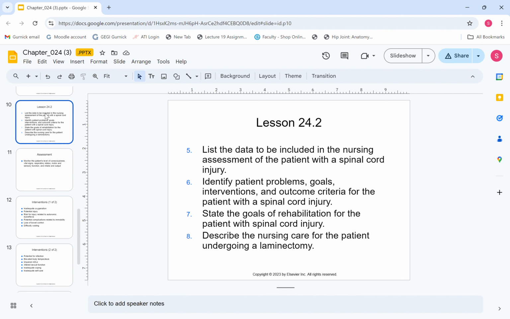All right, second half of the slides. Okay, our objectives are: list the data to be included in the nursing assessment of a patient with a spinal cord injury. Identify patient problems, goals, interventions, and outcome criteria for the patient with a spinal cord injury. State the goals of rehabilitation for the patient with a spinal cord injury, and describe nursing care for the patient undergoing laminectomy.